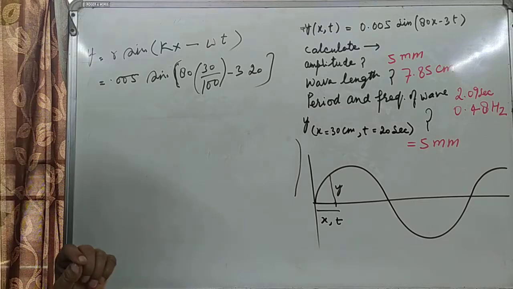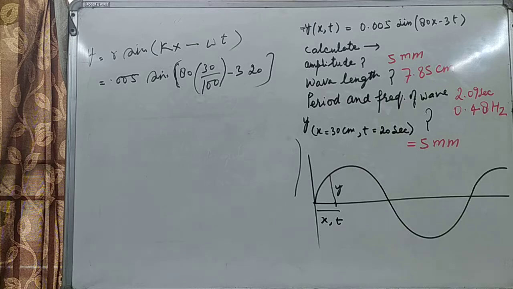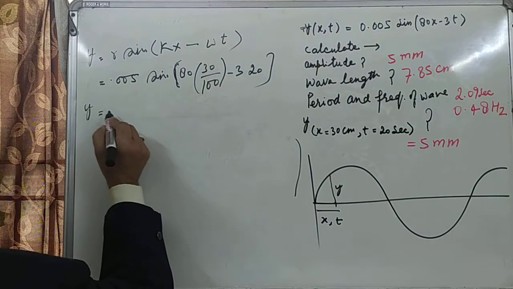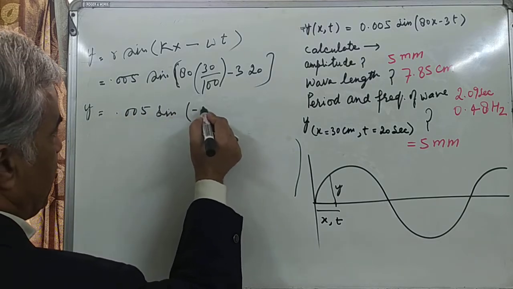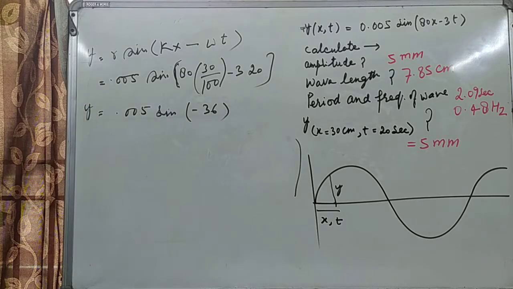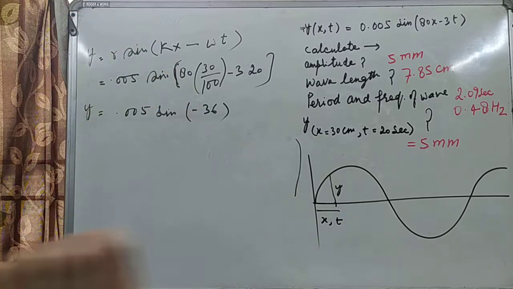On simplification, you will find -36. So y equals 0.005 sin of -36. The sine table is for plus angles, and this is in radian.